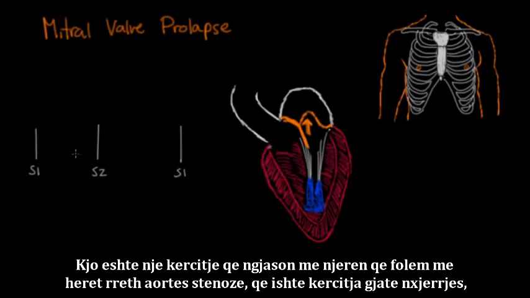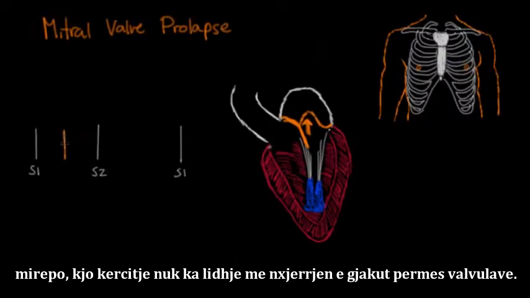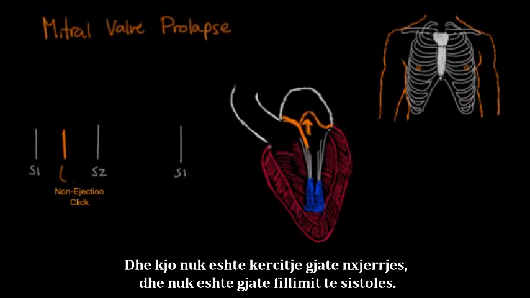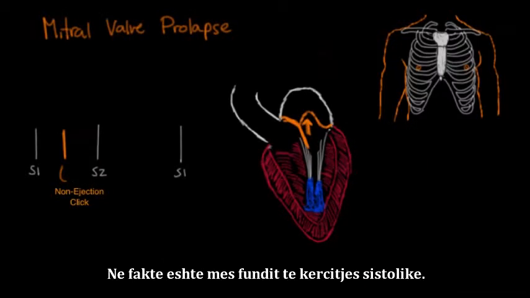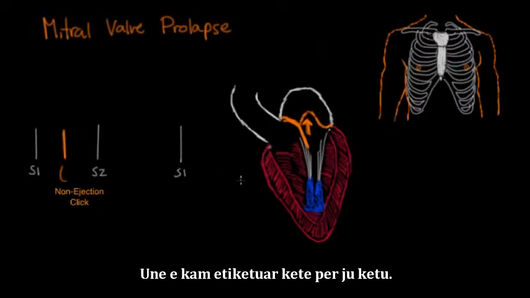This is a click that's kind of similar to the one that we talked about in aortic stenosis, which was an ejection click. But this is a click that's not associated with ejection of blood through a valve. So this is really a non-ejection click. And it's also not right at the beginning of systole. It's actually a mid or mid to late systolic click. And so you'll see I've labeled that for you there.